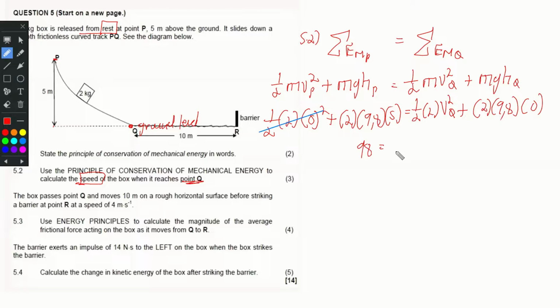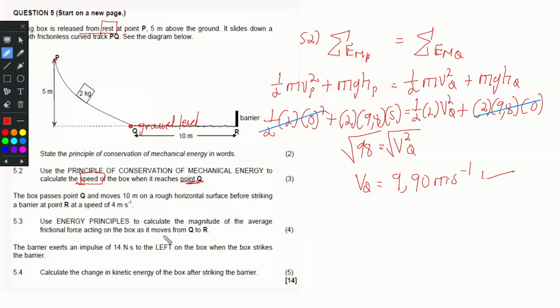Then what is half of 2 here? It's just 1. So we are left with v squared Q. This again will just give us 0. Okay, so if we are looking for VQ, you have to square both sides. And then what is the square root of 98? The square root of 98 will give us the velocity at Q, which will be 9.899, so just 9.90 meters per second. Right. Okay, so we have that.